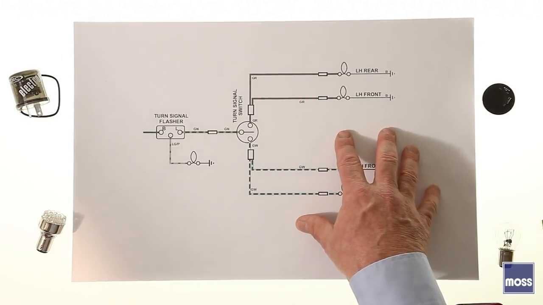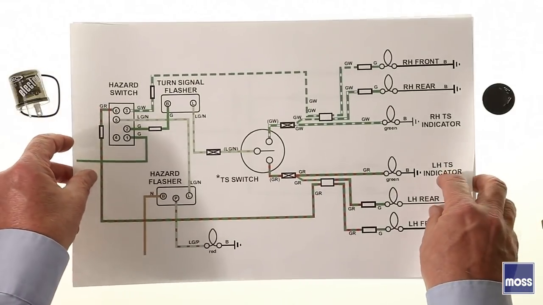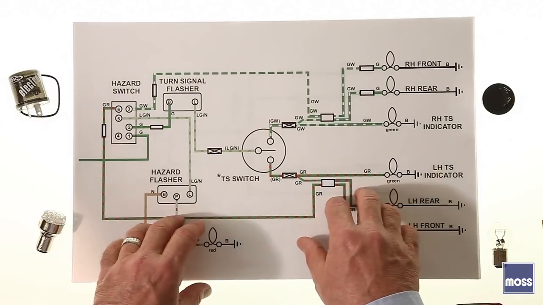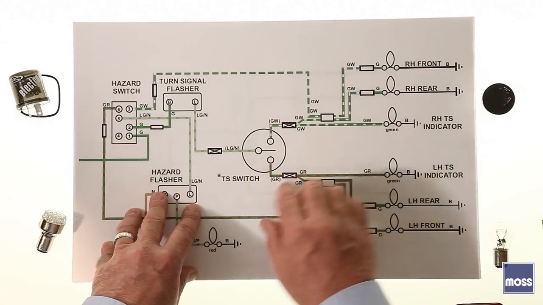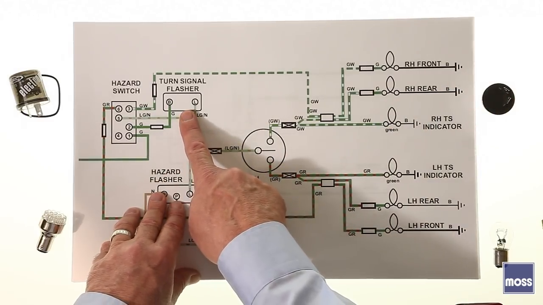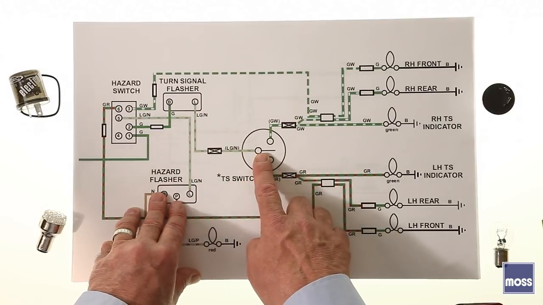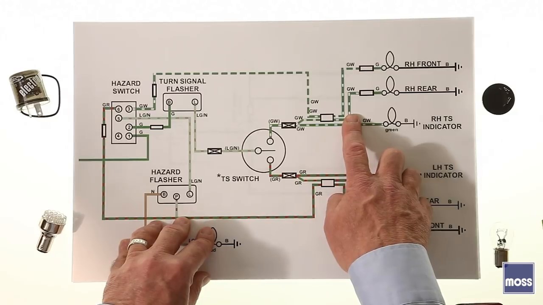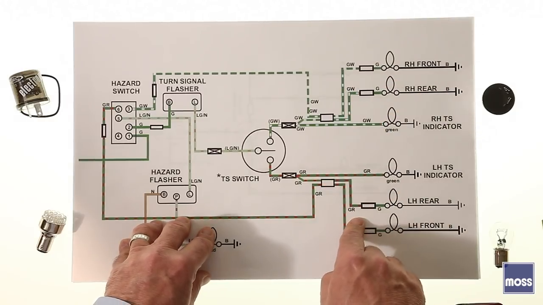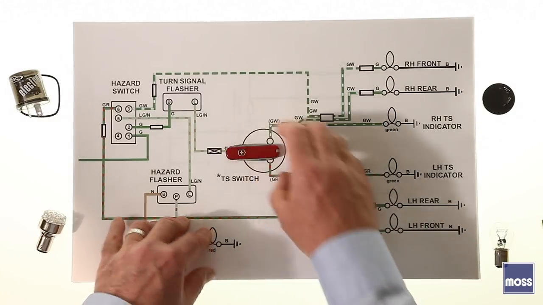Now, let's try something different. This looks a little more busy, but it's the same thing. You already recognize the parts. In your mind's eye, block out everything that's unimportant. There's your turn signal flasher right there. Here's your turn signal switch right here. You can see how she works. In this particular one, the right side of the car, green and white, happens to be up here, and the left, green and red, is down there, but it's all what you already know about.